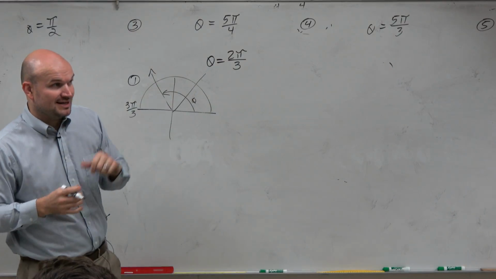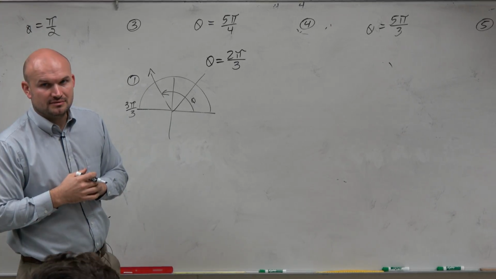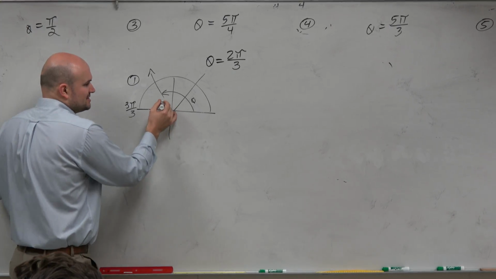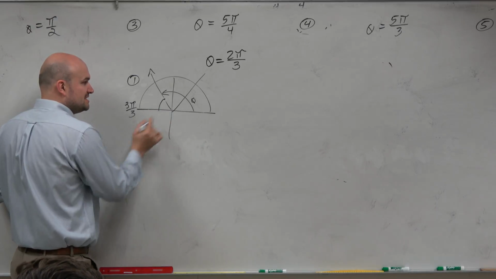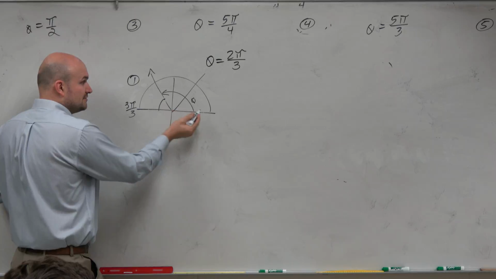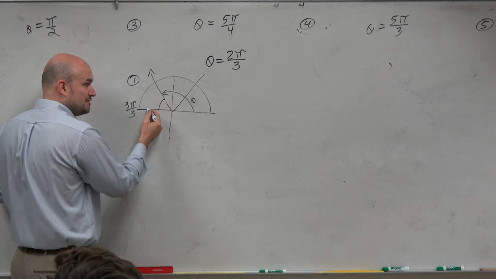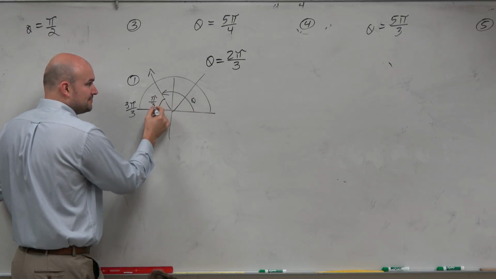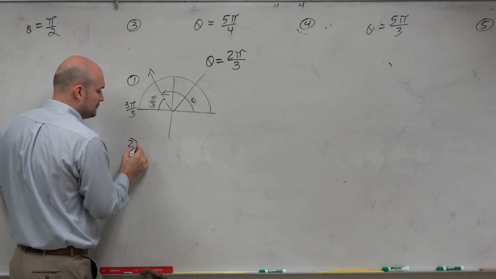The next thing is we want to identify the reference angle. The reference angle is the distance between my terminal side and my x-axis. If we already went 2 pi over 3, and halfway around the circle is 3 pi over 3, then this reference angle is pi over 3.